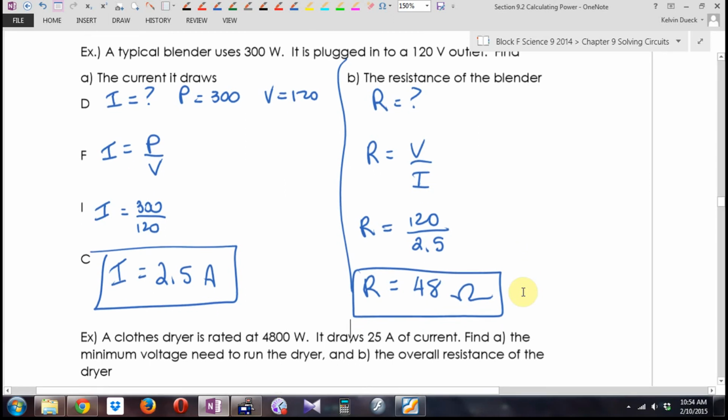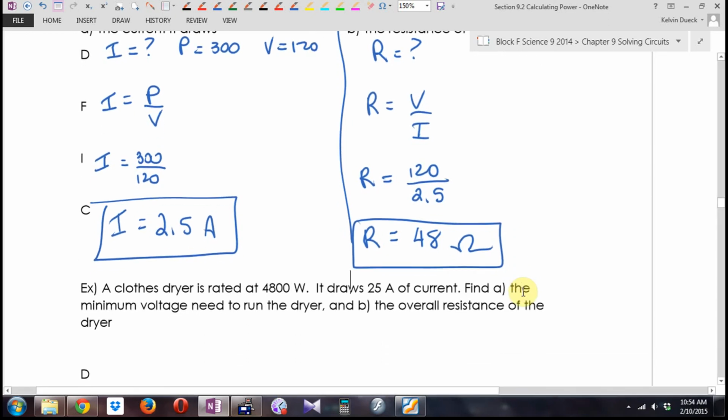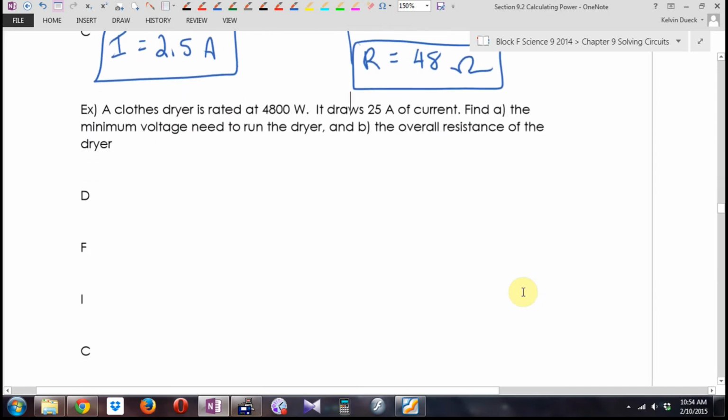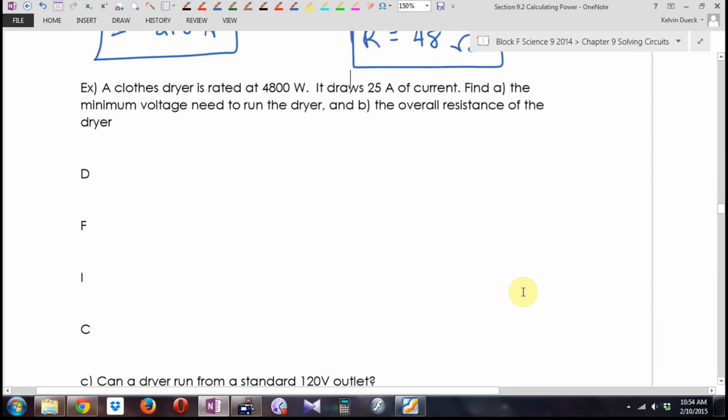If you want to try the next one, you can. I won't freeze the screen this time for the next one. But see if you can do it yourself. Clothes dryer is rated at 4,800. What do they want? Okay, you know what? I'm going to go like this. Here's part A. Here's part B.